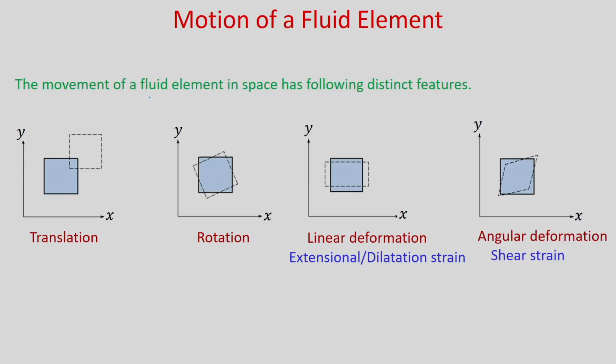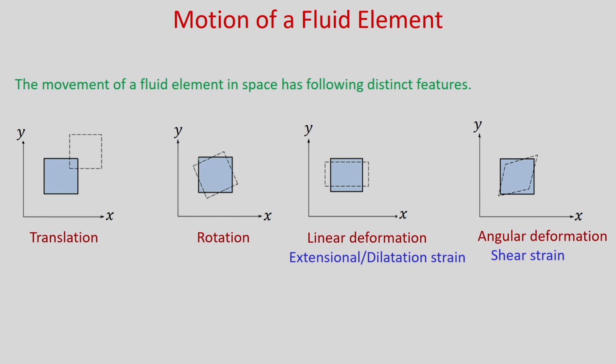As we are considering fluid is in motion, so obviously when one fluid element is moving with the fluid velocity, there will be deformation of the fluid element. The movement of a fluid element in space has following distinct features. One is translation. So, you have a fluid element. After some time it may translate from one place to another and it will happen when the velocity is constant. There may be fluid rotation.